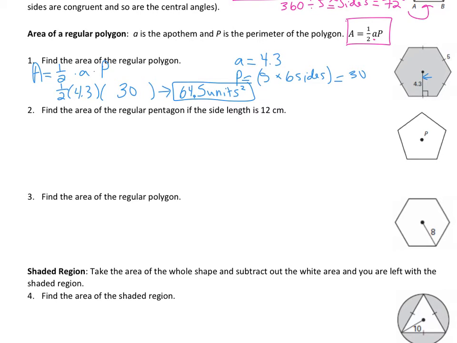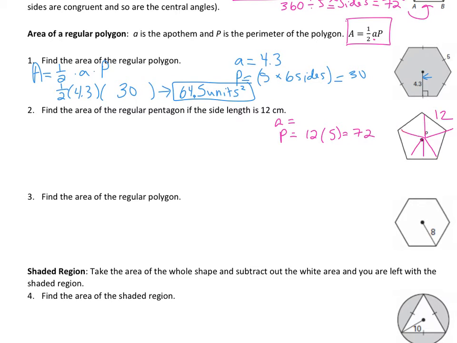Now for number 2, we need to find the area of the regular pentagon. Notice there are 5 sides instead, and we need to know how to find the apothem if we only have a side length. So remember, let's list it out. Our perimeter: we know there's 12 for one of the sides times 5 equal sides. That gives us a 72 for the perimeter, but we're missing the apothem, and we need to find that straight up and down. So what we do is we divide our shape.